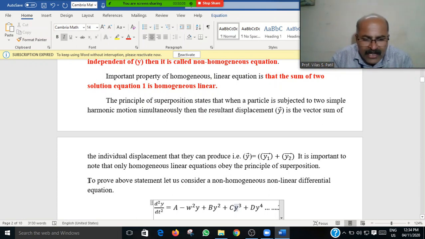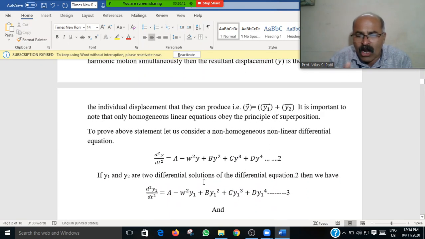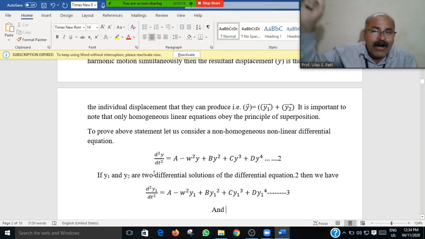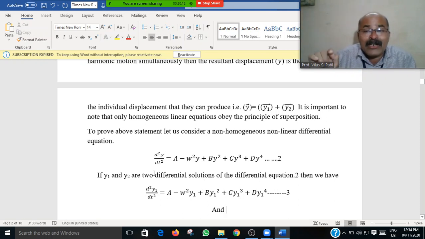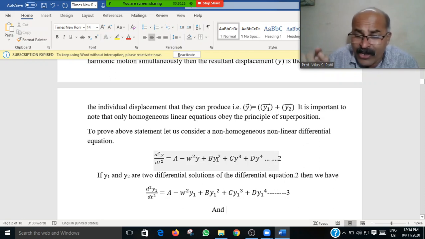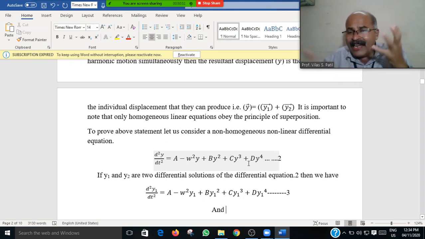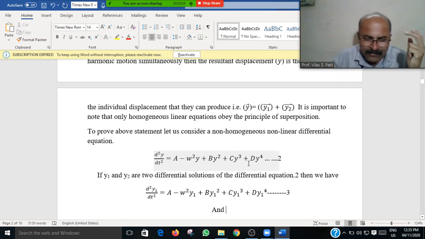इथं बघा, टू प्रूव्ह दी अबाव स्टेटमेंट लेट अस कन्सिडर दी नॉन होमोजिनियस नॉन लिनियर डिफरन्शियल इक्वेशन आहे. नॉन होमोजिनियस का तर y ची पॉवर वाढणार. नॉन होमोजिनियस नॉन लिनियर, that is d2y by dt square is equal to a minus omega square y plus b y square, स्क्वेअर आला बघा, प्लस सी वाय क्यूब आला बघा, प्लस डी वाय रेस टू 4 आला. म्हणजे नॉन लिनियर आहे, नॉन होमोजेनियस आहे.